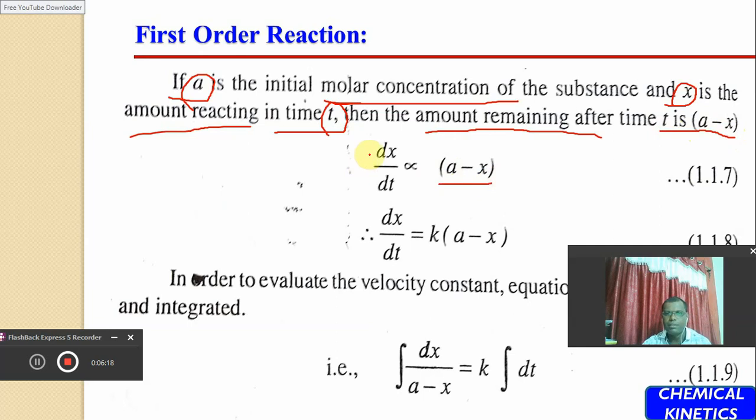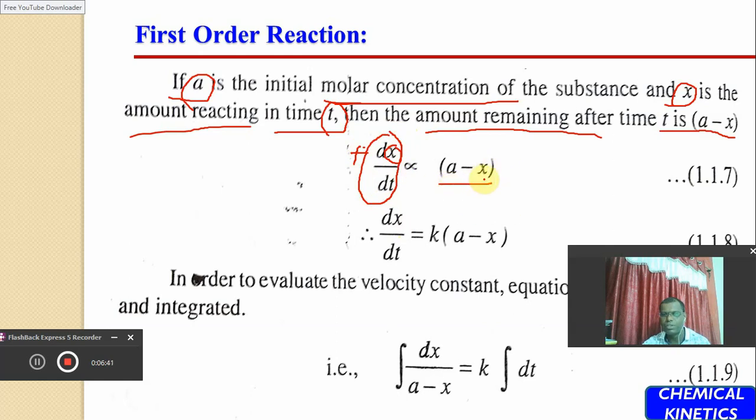That's why this rate of reaction, dx by dt, where x is the concentration of product, goes on increasing; that's why it has the positive sign. No sign indicates a positive sign. Therefore dx by dt, the rate of reaction, is directly proportional to the concentration of reactant at that instant.